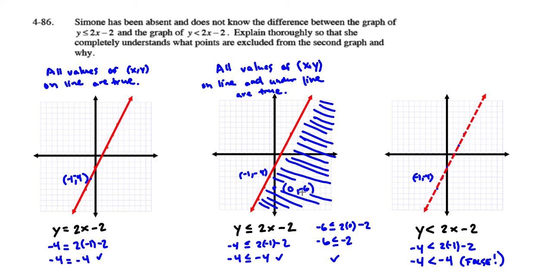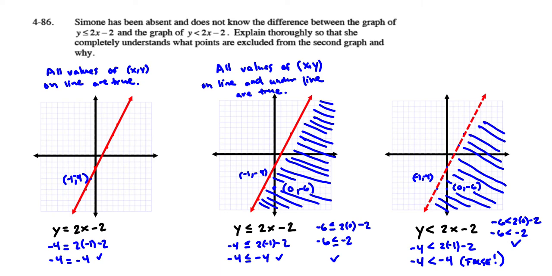Now, what about that point 0, negative 6? If we plug that in here, is it going to make it true? Negative 6 is less than 2 times 0 minus 2. We get negative 6 is less than negative 2, which is true. So our solution is still going to be underneath here, because we're talking about all the y values that are less than our 2x minus 2. These are the y values that are underneath it.